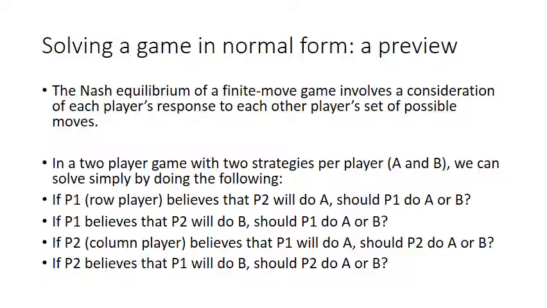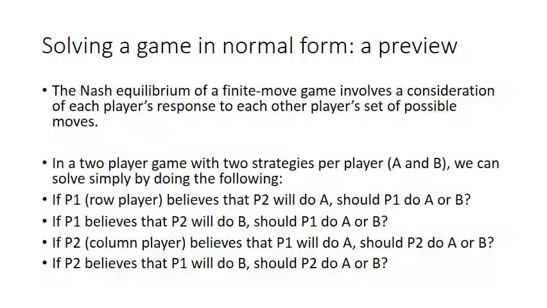In a two-player game with two strategies per player, let's say each player could do A or B, we can solve the game simply by doing the following. If player 1, the row player, believes that player 2 will do A, should player 1 do A or B? So we ask that question. If player 1 believes that player 2 will do B, should player 1 do A or B? So we ask this if-then type of question. And so we've evaluated what player 1 should do given each possible belief on player 2.